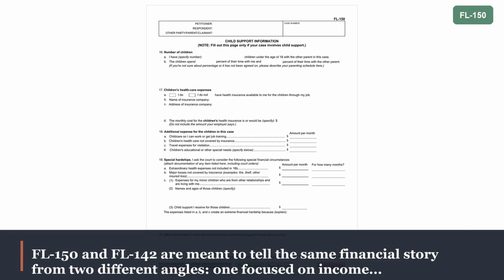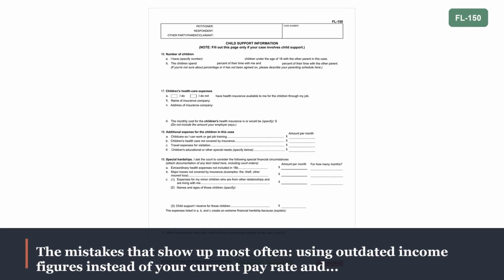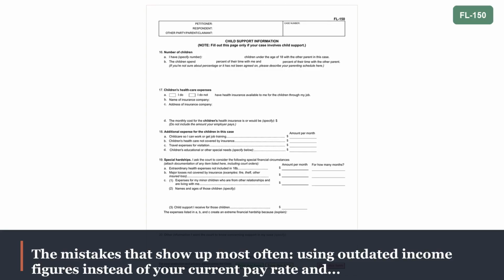The mistakes that show up most often: using outdated income figures instead of your current pay rate and hours, forgetting to attach recent pay stubs and a tax return, understating expenses to look more sympathetic, or overstating them to reduce a support obligation, both of which can undermine your credibility with the court, reporting self-employment or bonus income from a single month instead of a representative average, leaving deductions blank that you're actually entitled to claim, and inconsistencies between FL-150 and FL-142, like an asset that shows up on one form but not the other.